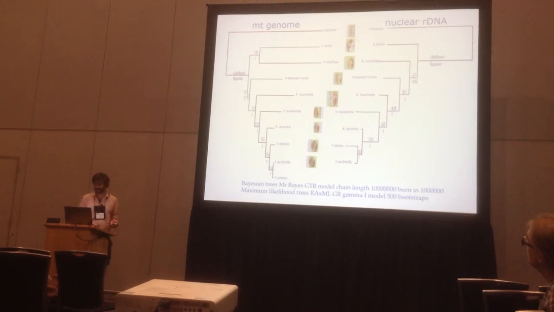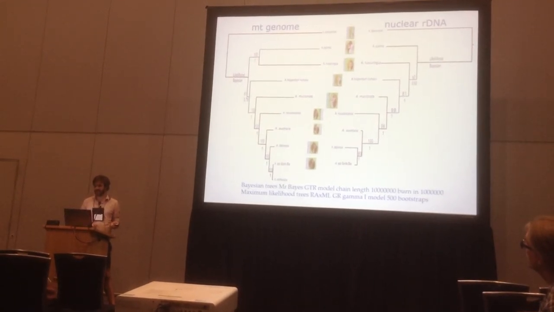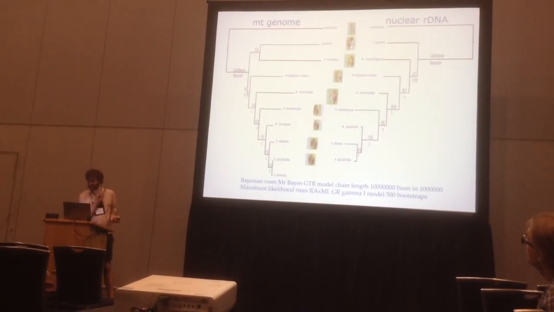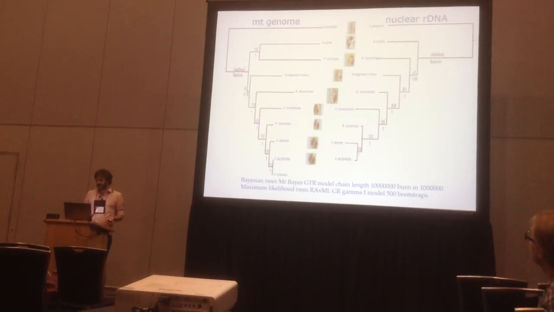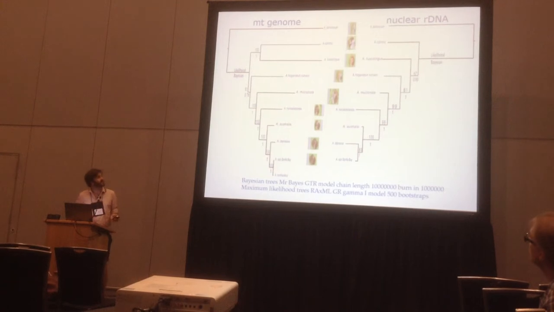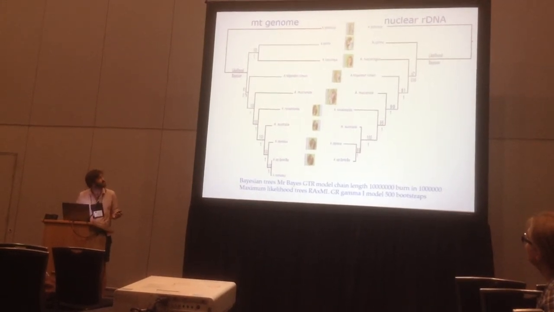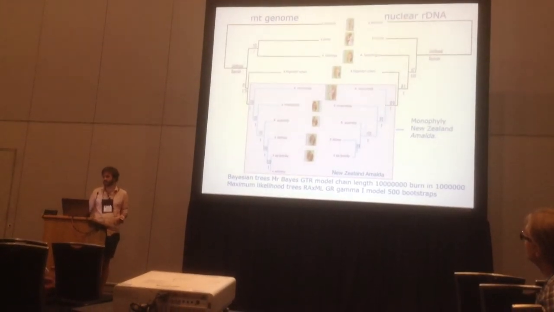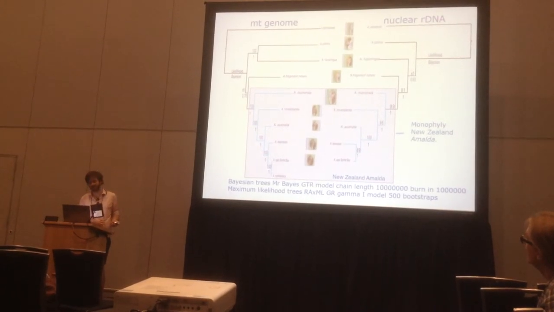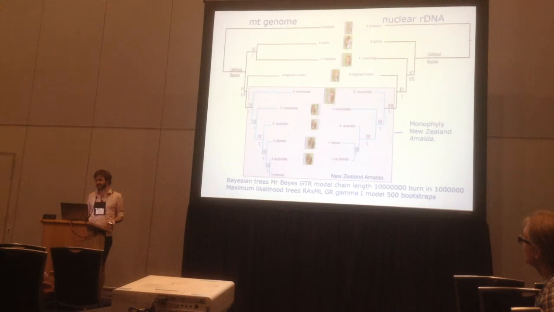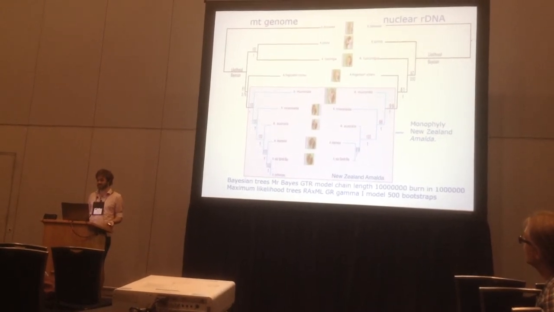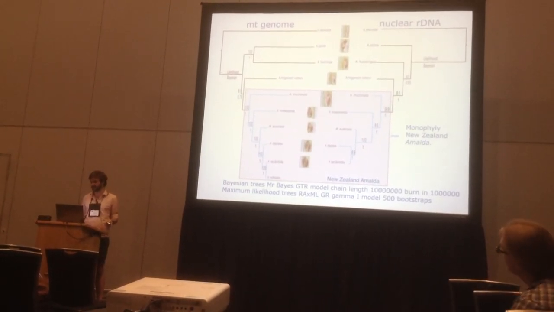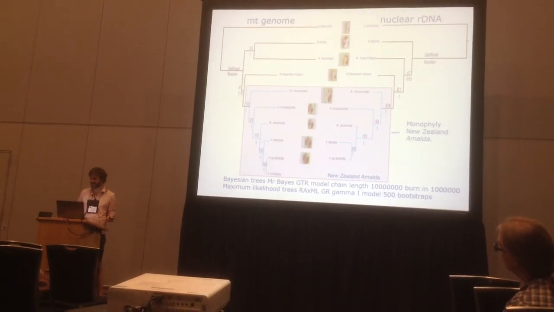Pretty good consistency between nuclear and the mitochondrial genome. This clade here appearing in the mitochondrial tree is the main difference in topology. And mostly good support for the nodes. There's a couple of low ones outside of the New Zealand group. And most importantly for us is strong support for the node that indicates the monophyly of the New Zealand group. So this is giving us a bit more confidence in the assumption of monophyly with the New Zealand Amalda, both nuclear and mitochondrial genome in green, which encompasses a wide variety of genes and evolutionary modes.